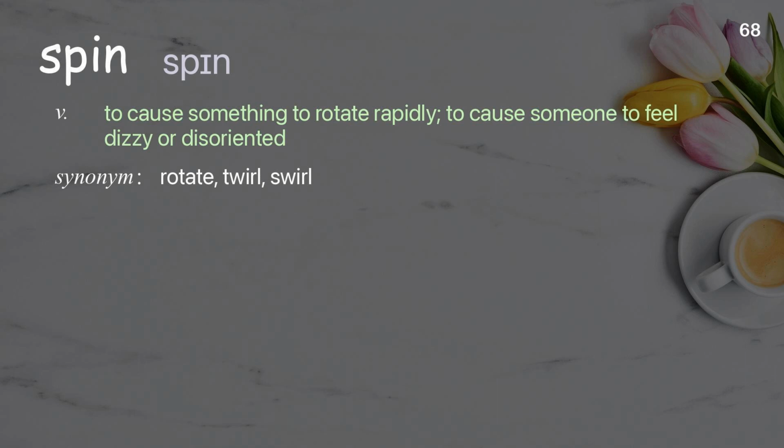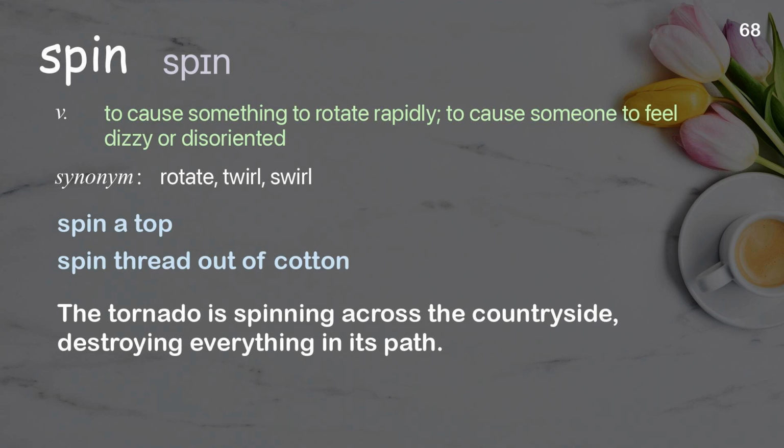Spin. To cause something to rotate rapidly, to cause someone to feel dizzy or disoriented. Examples: spin a top, spin thread out of cotton. The tornado is spinning across the countryside, destroying everything in its path.